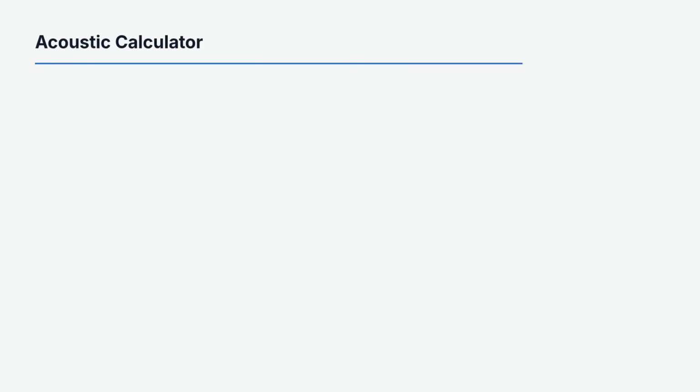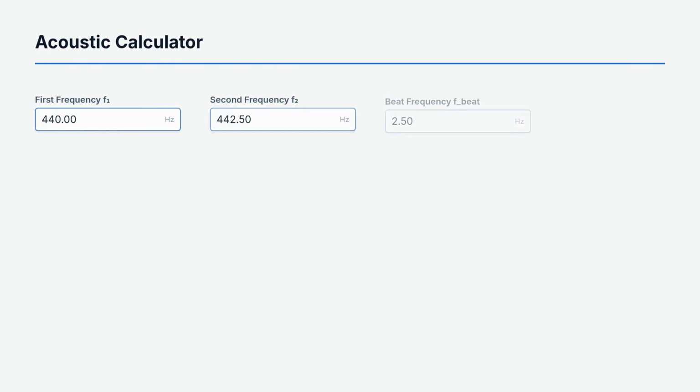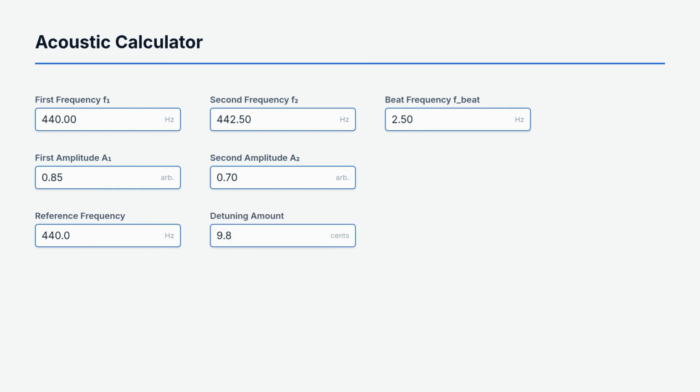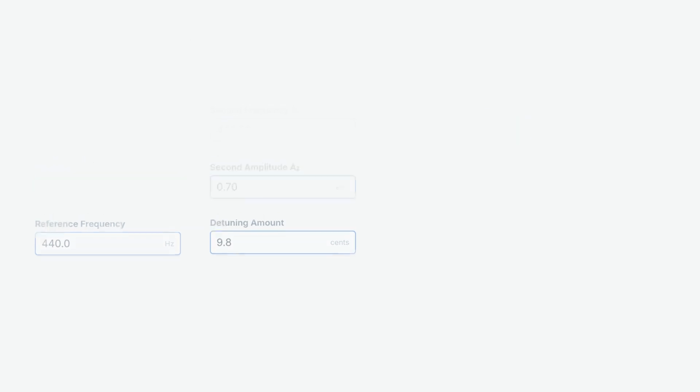Next, we have first frequency F1 in Hertz, second frequency F2 in Hertz, and beat frequency F beat in Hertz. Below those are first amplitude A1 and second amplitude A2, both in arbitrary units. For musical applications, there's reference frequency in Hertz for concert pitch and detuning amount in cents.